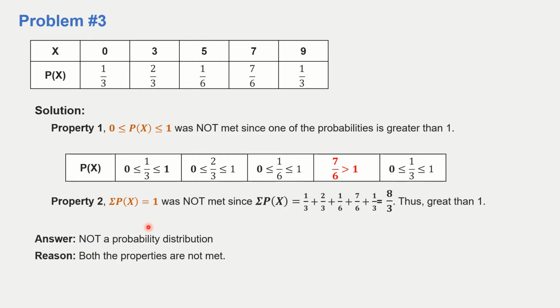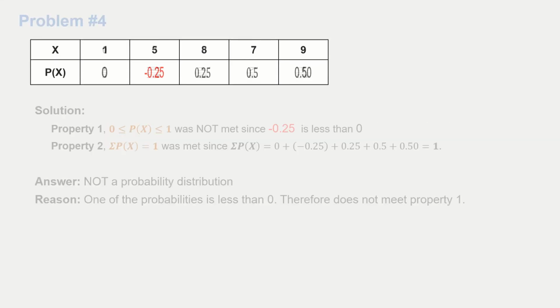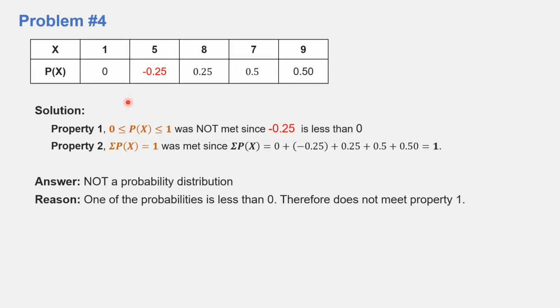For property number 2, it also did not meet property number 2 because if we get the sum of the probabilities, we will get 8/3. Thus, the sum of the probabilities for this distribution is greater than 1. So for our conclusion, we can say that the distribution is not a discrete probability distribution because both properties were not met. And for problem number 4, the random variables are 1, 5, 8, 7, and 9.